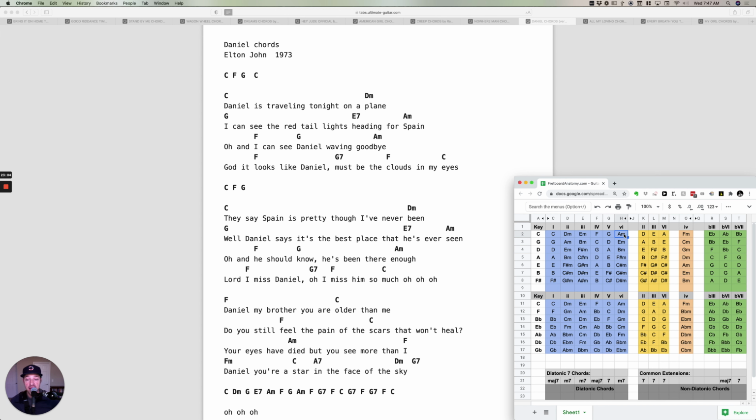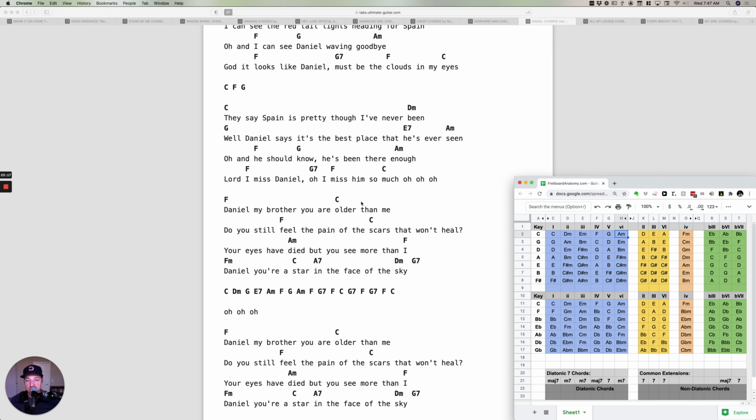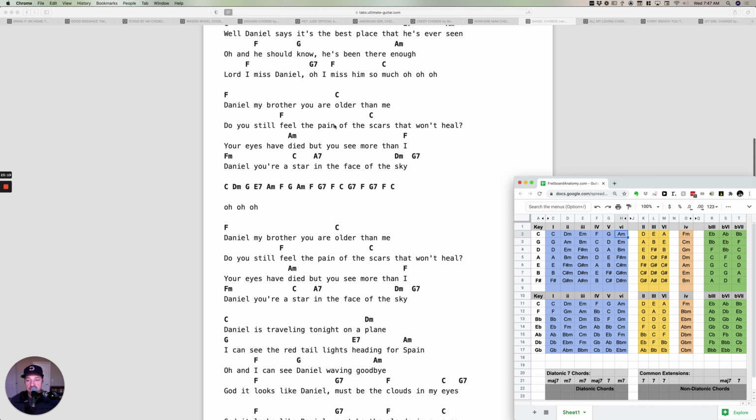I can see Daniel waving goodbye. F, G, A minor. That's 4, 5, 6 in the key of C. When we get over here, so then it does the little melodic instrumental bit. It does another verse that works exactly the same. And here's our chorus. We're starting on the 4 chord. Just 4 to 1, pretty easy.